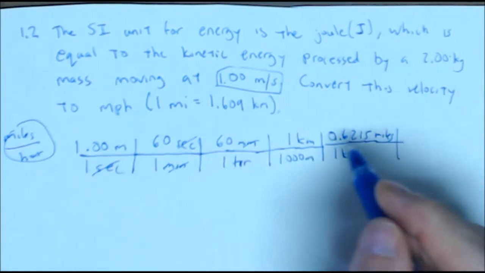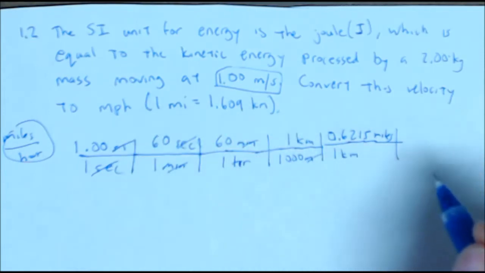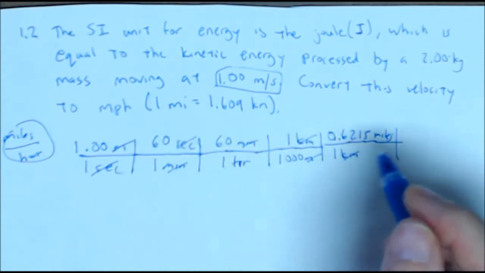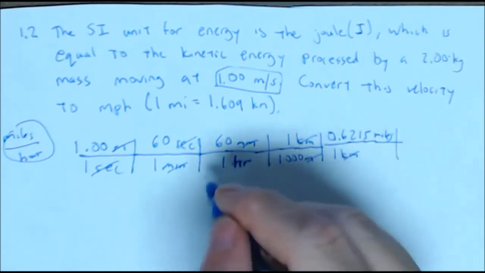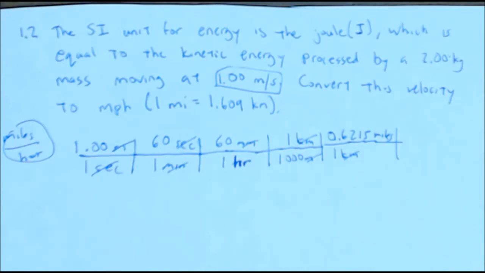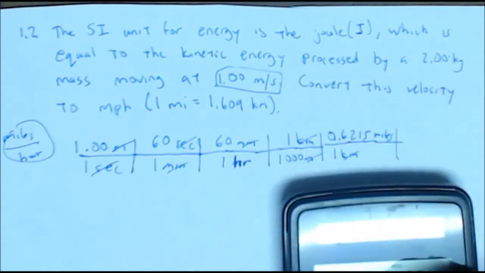Okay, now I want to make sure that all my units are correct. So I've got meters canceling out at this point. I've got kilometers canceling out, so I'm going to have miles per hour over here as far as my units. Okay, so now it's just a point of plugging this into a calculator and working this through.